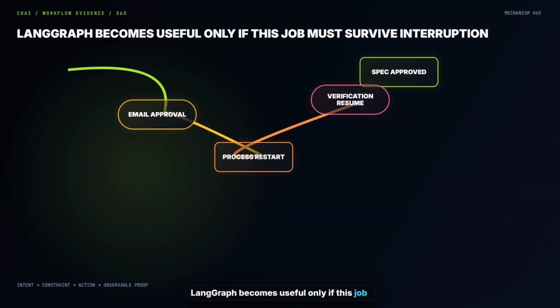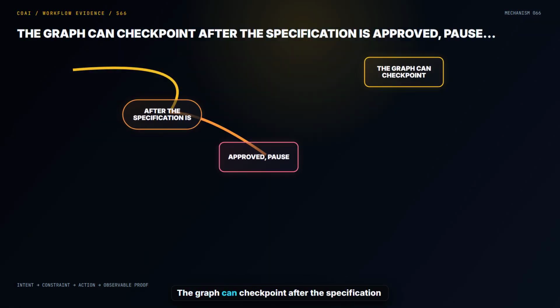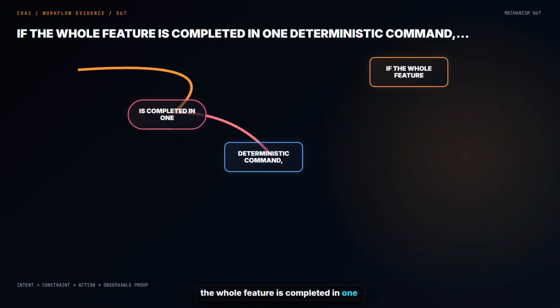LangGraph becomes useful only if this job must survive interruption. The graph can checkpoint after the specification is approved, pause before an external email is sent, and resume at verification after a process restart. If the whole feature is completed in one deterministic command, leave the graph out.